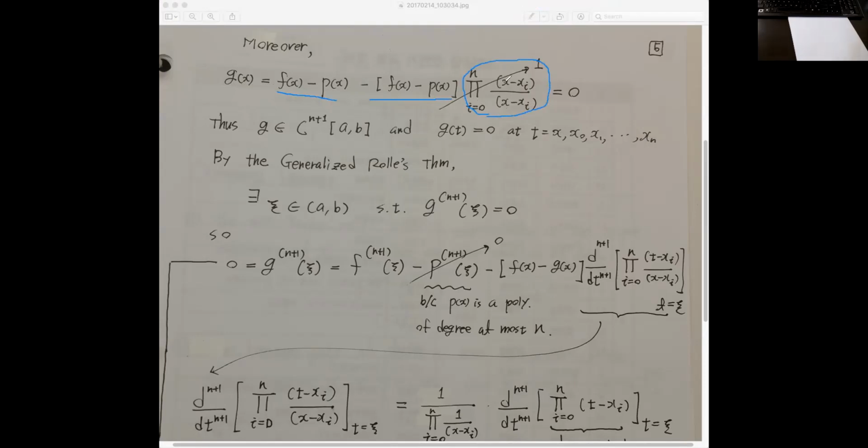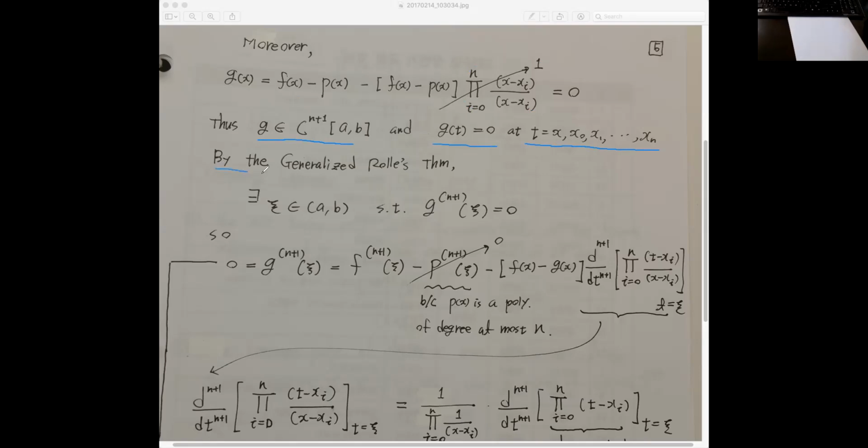Substituting x into t, we get x minus xi over x minus xi, which is 1. We multiply 1 as i goes from 0 through n. So 1 times 1 times 1 is just 1. So f of x minus p of x minus f of x minus p of x is 0. So g of x equals 0. So far what we figured out is this: g belongs to C^(n+1), and g of t equals 0 at t equal to x, x0, x1 through xn.